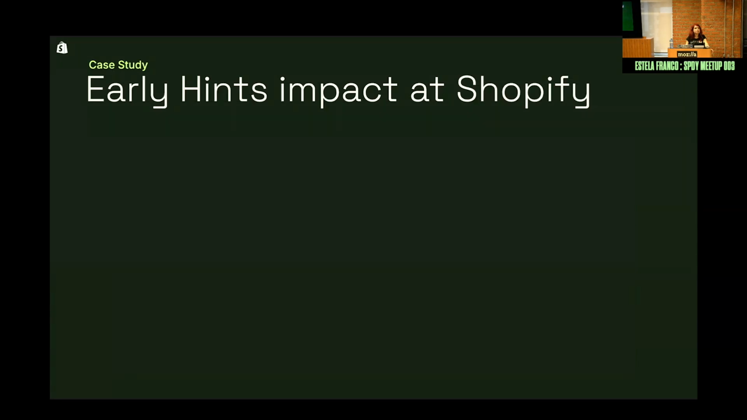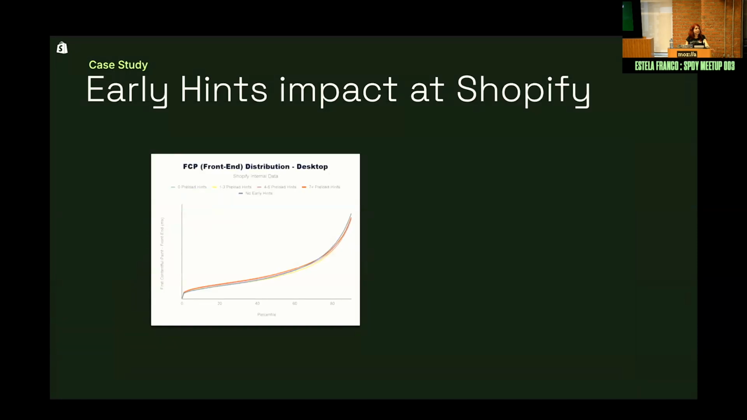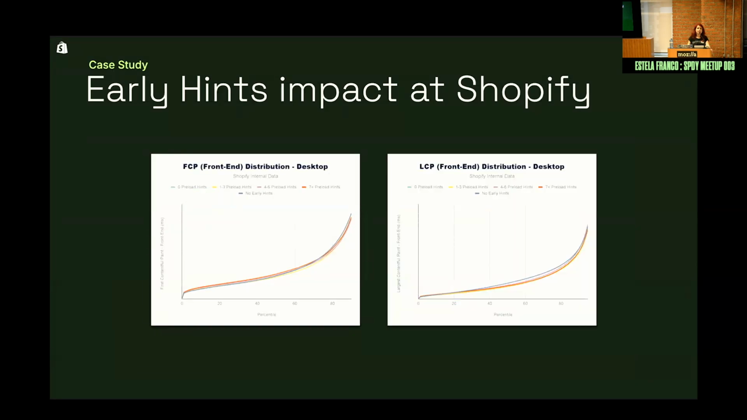So if I isolate the front end part, so removing the TTFB part from the loading, you can see that it's really similar. It's really narrow. So it doesn't matter if you are preloading or not, if you are just pre-connecting or not. Everything looks really similar. And if we check LCP, in this case, the blue one is not early hints at all.